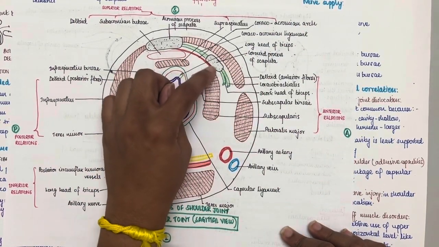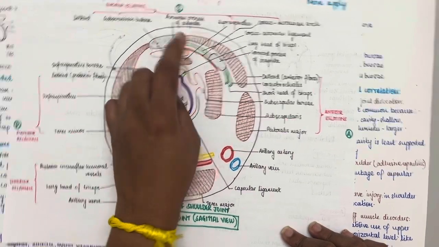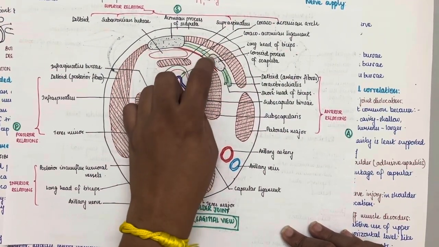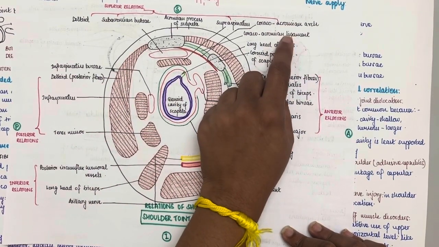So the coracoacromion arch, we already said it is formed by the acromion process, coracoid process, and coracoacromion ligament. So these three contribute to the coracoacromion arch.